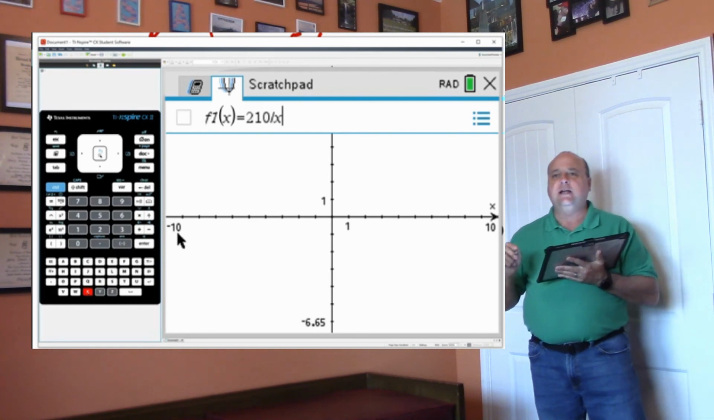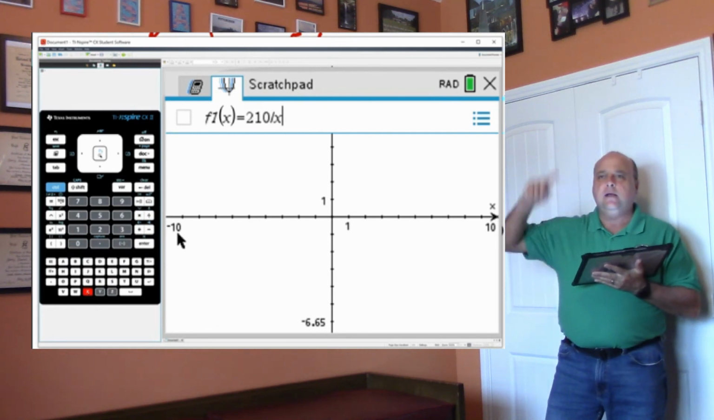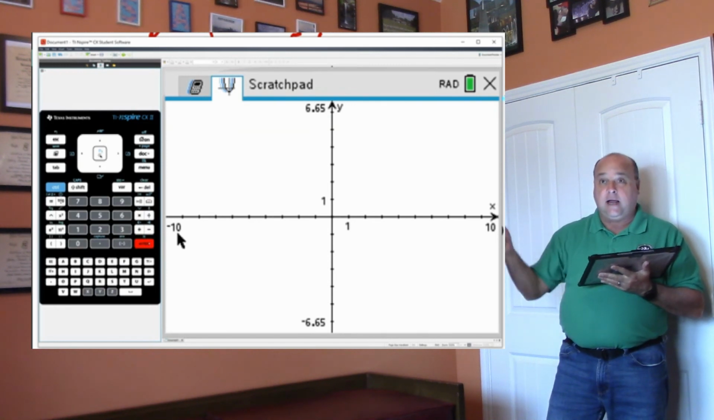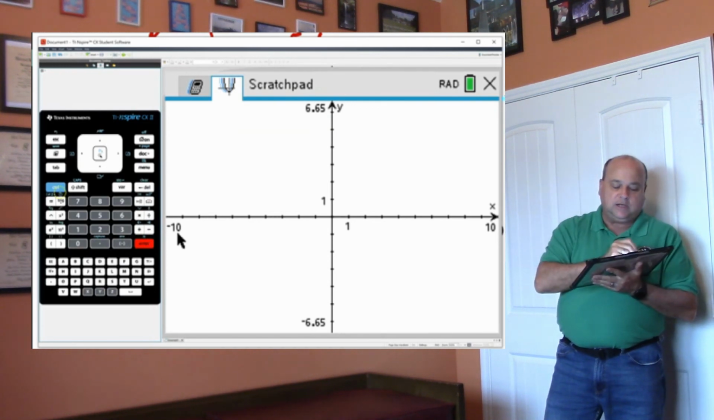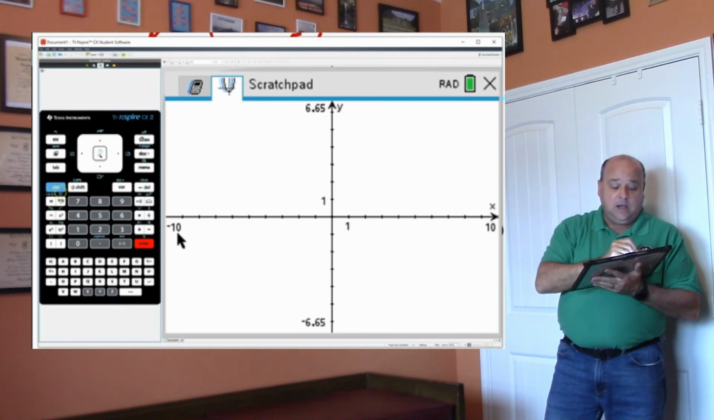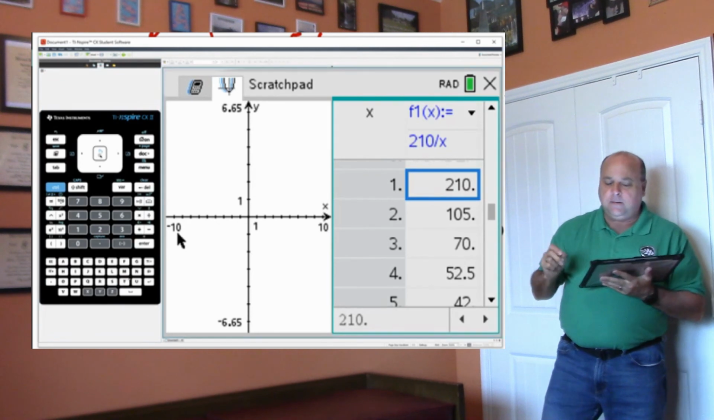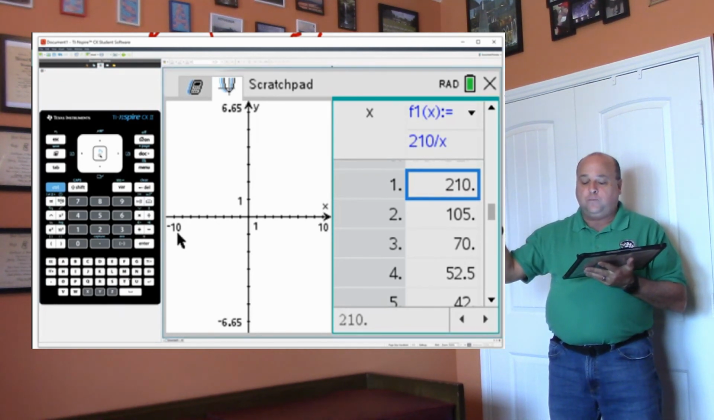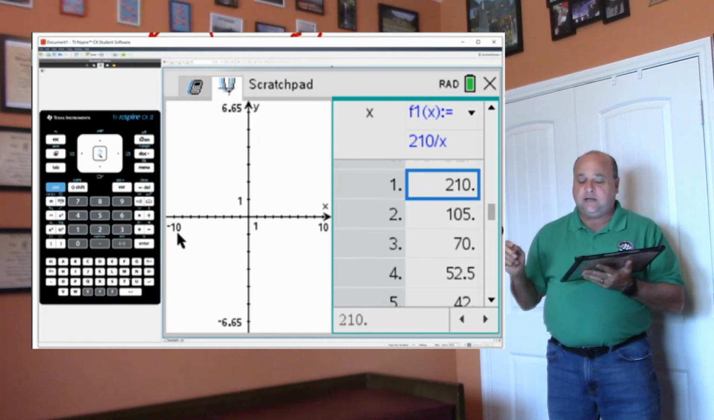So I got 210 divided by x on my calculator, right? Hit Enter. And notice I'm going to get a lot. Okay, I can't see the graph. Hit Control-T. I can't see the graph because the intercept's 210. It's off the graph. Hit Control-T. That gives me my table, and there's a ton of them. Notice that 4 is 52.5. 4 does not go into 210, does it?